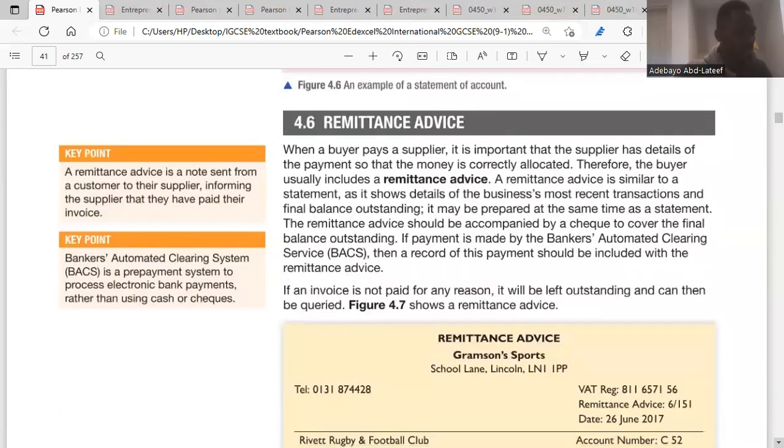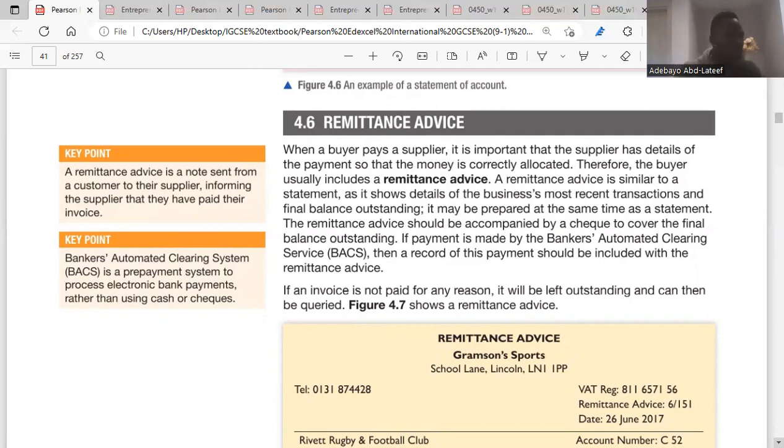Then we go to the remittance advice. So for remittance advice, it is a document issued by the buyer when payment is made to the supplier, showing the details of the recent transaction and the final outstanding. So you as a buyer, it's more like the statement of account, but the statement of account is being issued by the supplier. But whenever you have to make payments, you can attach the remittance advice to the payment, especially if you are paying with check.